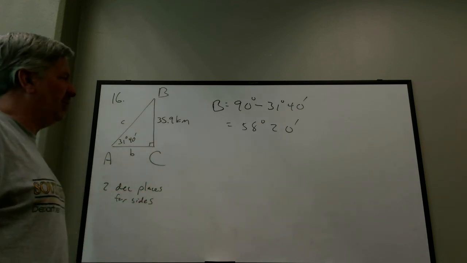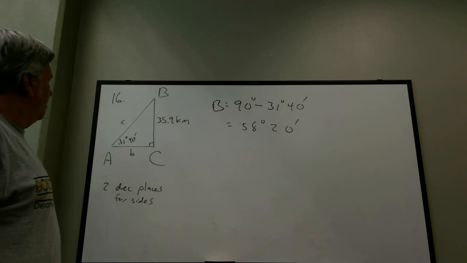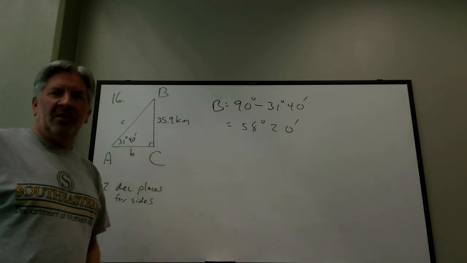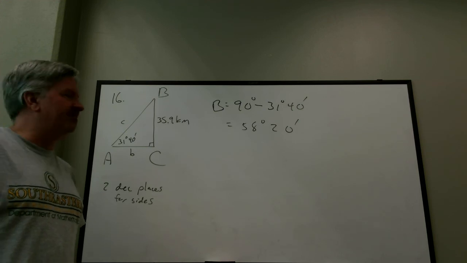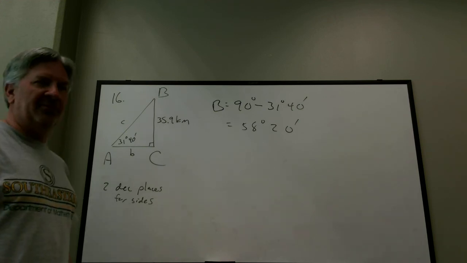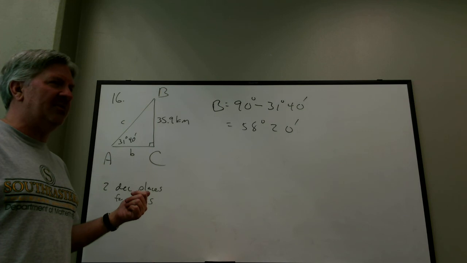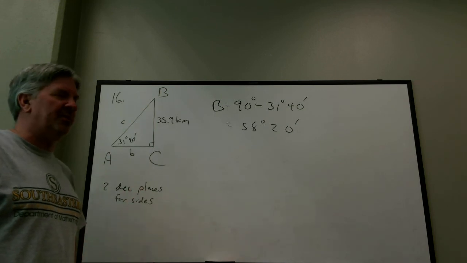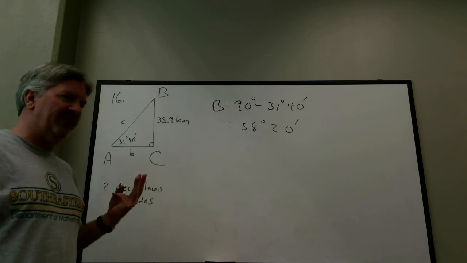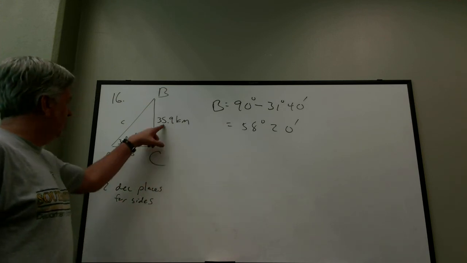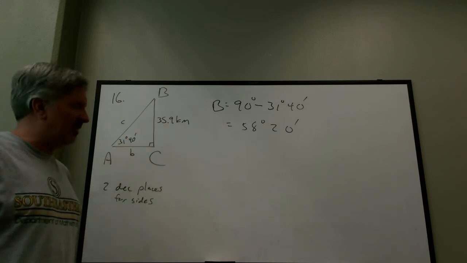Now we need to focus on the sides. Okay, so we have little a is 35.9 kilometers. Could you use the Pythagorean theorem to find one of the other sides? Well, the Pythagorean theorem has three variables in it, a squared plus b squared equals c squared. When you have an equation with three variables, if you want to find one of them, you have to know the other two. We only know one side. The Pythagorean theorem at this point does not help you.